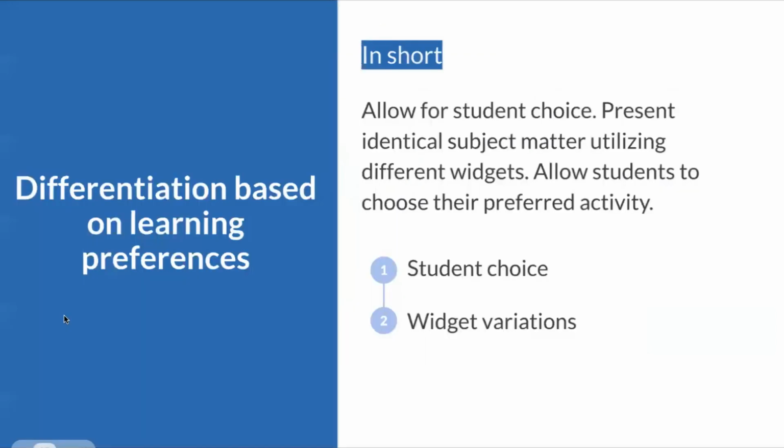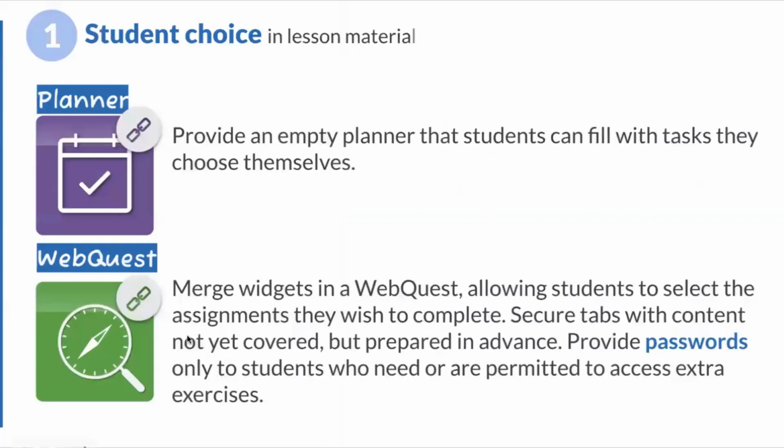Okay, thinking about differentiation based on learning preferences. So, student choice. I've mentioned this a little bit already. What you're going to do is give students the same subject matter. They're all getting the same content, it's just how it's delivered. So students can learn the same content in different widget types, and you can build in some choice with this by allowing students to choose which widgets to play with.